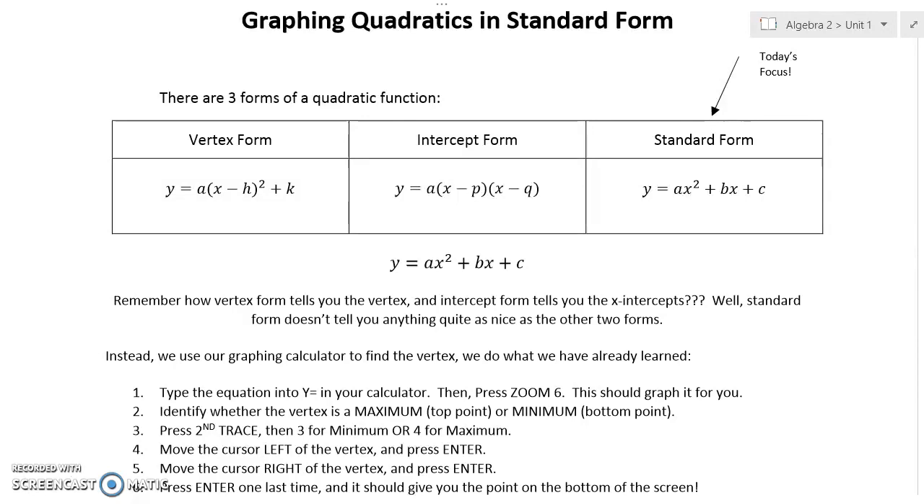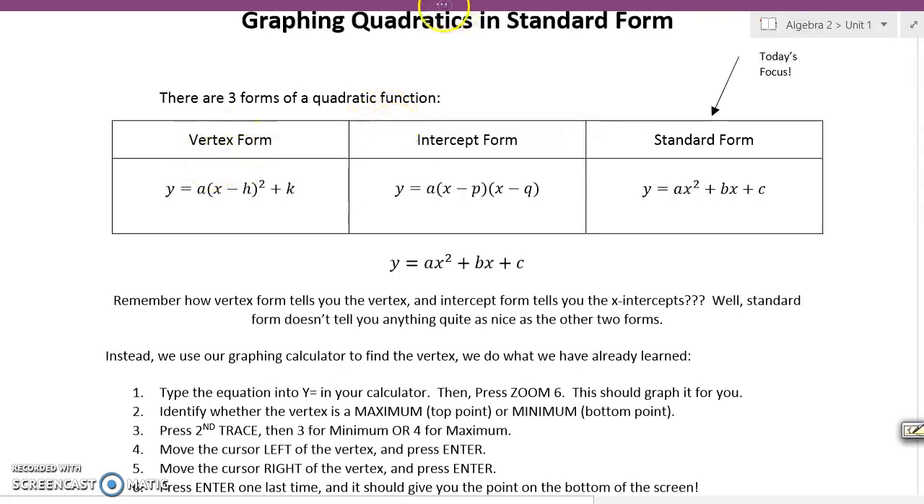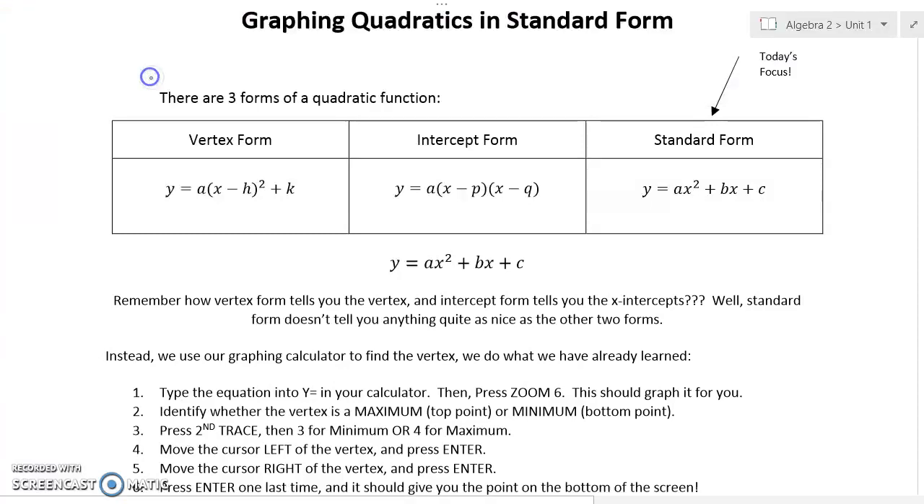Alright, so let's talk about the three different forms we have. First is the vertex form. We talked about this form quite a lot. Basically, it helps us find the vertex. That's where it gets its name from. Then we talked about the second form, which is the intercept form. This helps us find our x-intercepts.